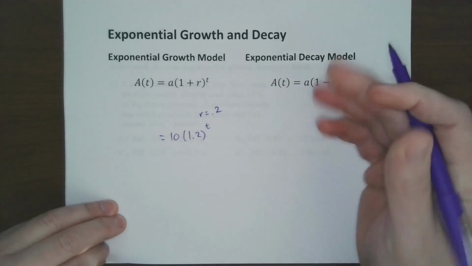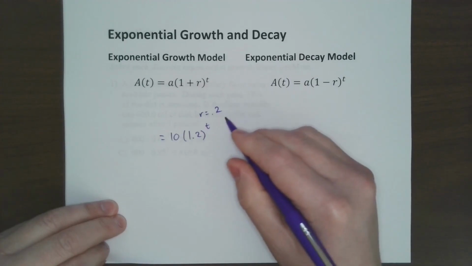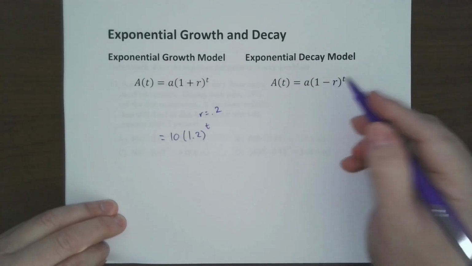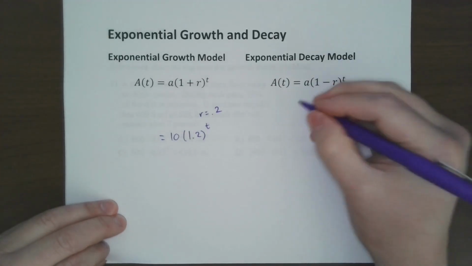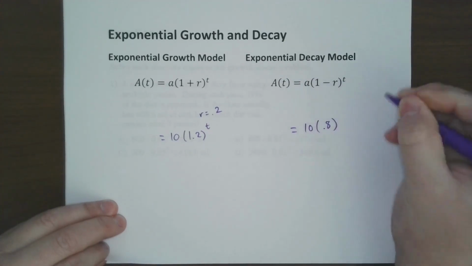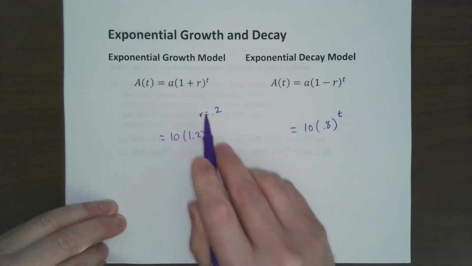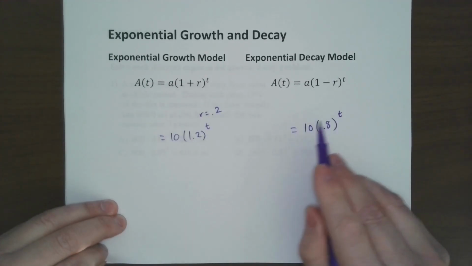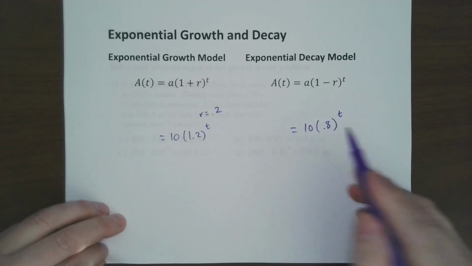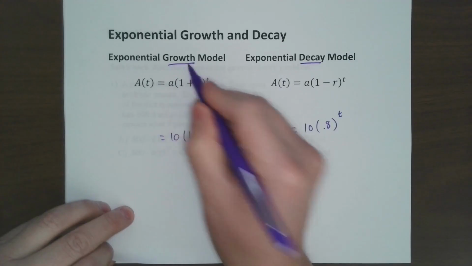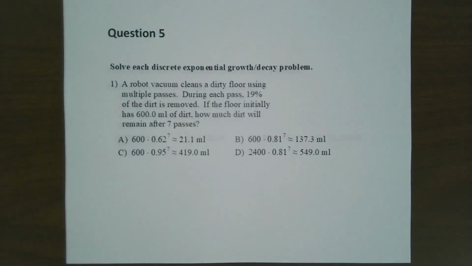But if we're talking about decay, which decreases, we're taking away 20% at a time. So if we're taking away 20%, we're left with 80%. So this one is closer to 0.8. When you talk about growth, it's above 1. It's 0.2 above 1. But if you're talking about decay, it's 0.2 less than 1. So just keep that in mind. Just make sure you read for decay and growth. Go ahead and try this problem.